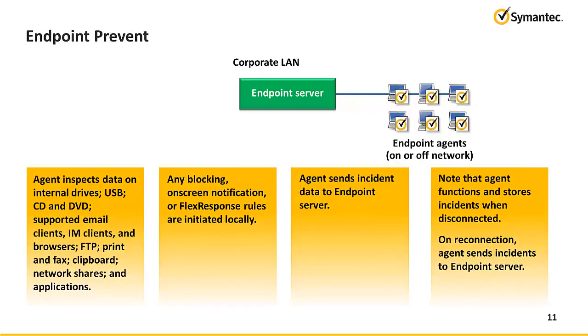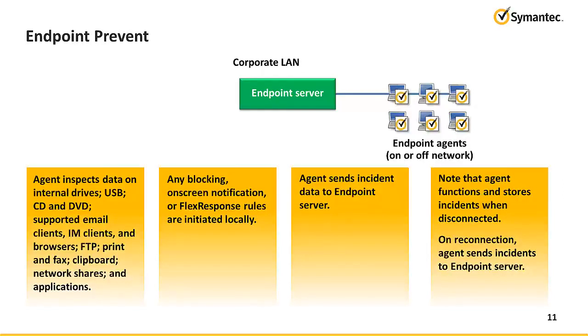The agent continues to provide protection even if the endpoint computer is not connected to the network, and it writes incident data encrypted to disk, regardless of whether or not there is a connection. When the agent connects to the endpoint server, it sends the incident data up to the endpoint server, which then forwards the incident data to the enforce server.